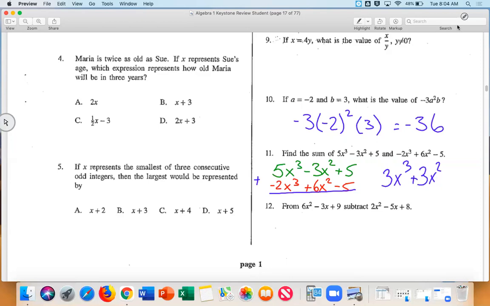Now in the next one, Hope, we're going to stick with you on this one. Build that confidence. Okay. Hope, it says from 6x squared minus 3x plus 6, subtract 2x squared minus 5x plus 8. Hope, what does subtract mean? The difference. There we go.